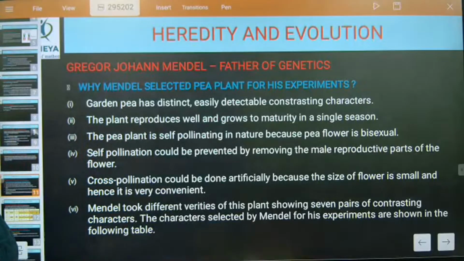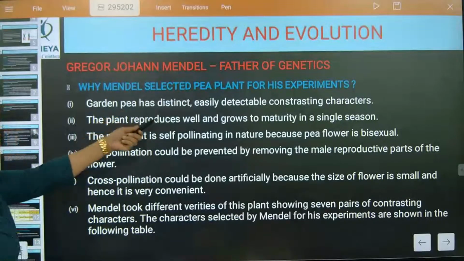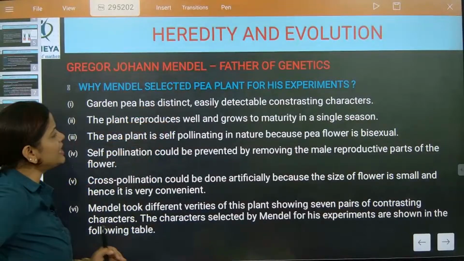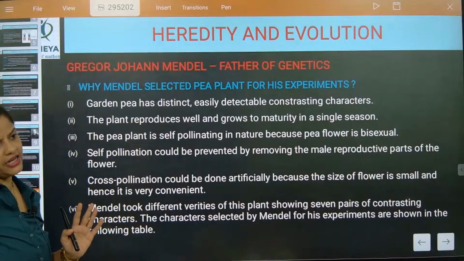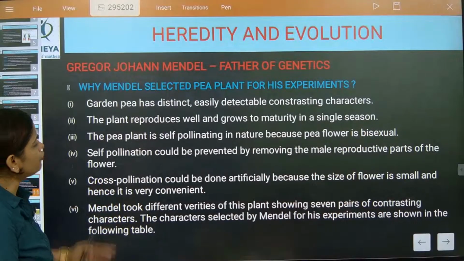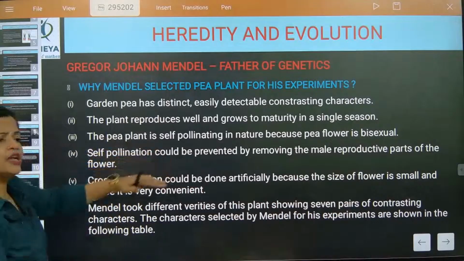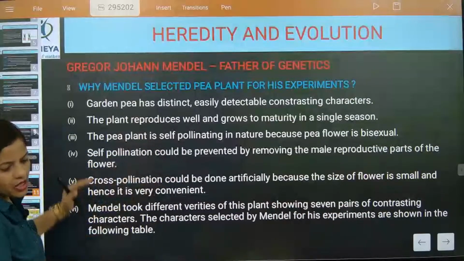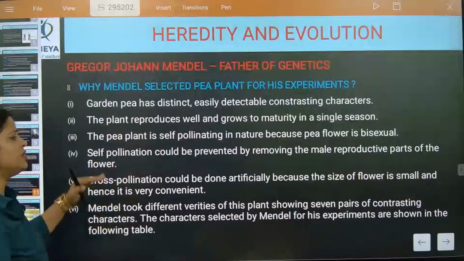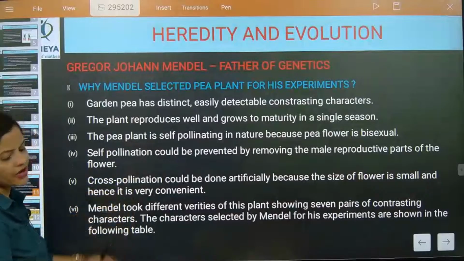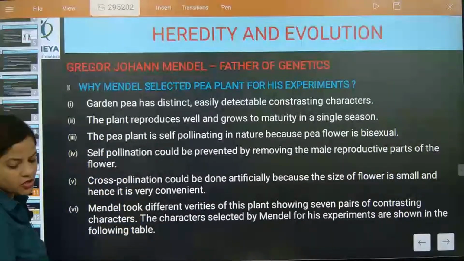Did you understand? First part, everybody might have understood. First part is distinct, easily detectable, contrasting characters. Second is a single season they are needing. Understood? Third is self-pollinating. Fourth is we can remove the male reproductive part. For cross-pollination, an artificial technique can be utilized. Then the different varieties of pea plant that he has taken will have different contrasting characters.